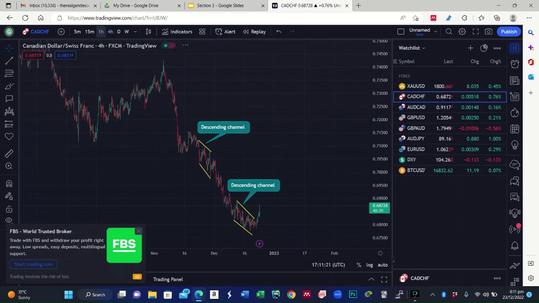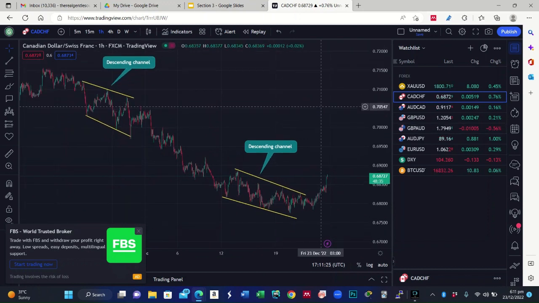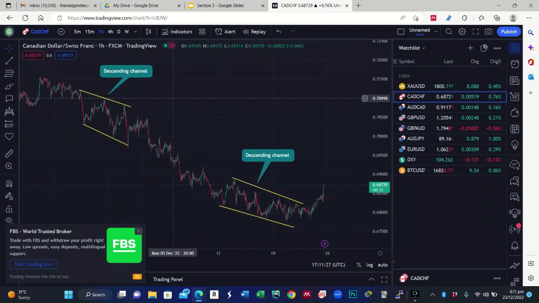So this is a descending channel. Let me go to the lower time frame so you can see it very well. Sorry about that. So this is what a descending channel looks like. So it is just the opposite of an ascending channel. You can see as price progresses, it is going downward.